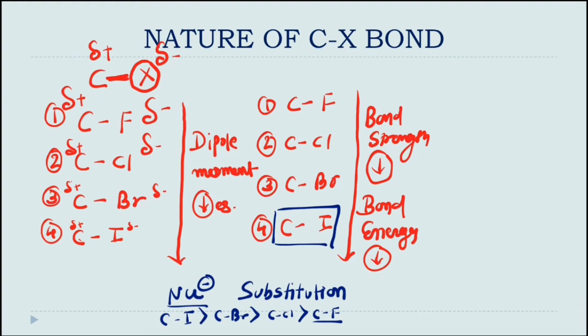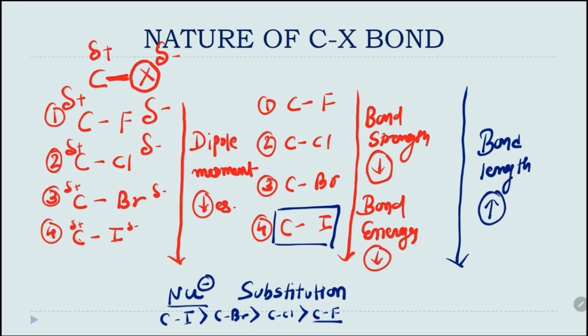And one more thing, can you tell me which bond is the longest, or which bond length is the greatest? Obviously in carbon iodine the bond length is largest, so we can also arrange them in order of bond length. When we move from up to down, the bond length will increase, because bond length is inversely proportional to bond strength or bond energy. So I think the nature of carbon halogen bond is clear to all of you. Okay, so you may note it down.